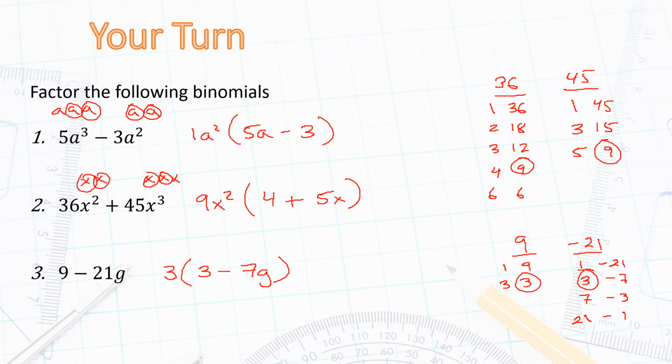So this one's an important skill, being able to pull the greatest common factor out of two terms. If you can do that, you've got a great start to a lot of the questions that we are going to have.